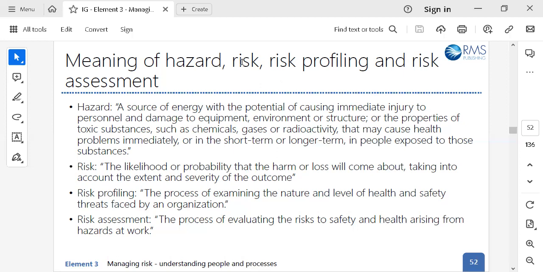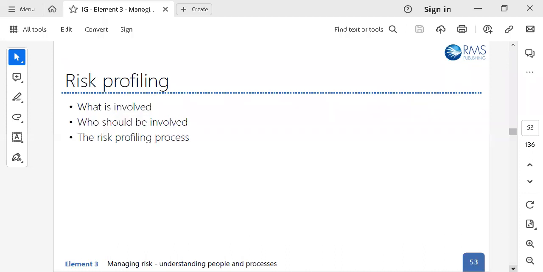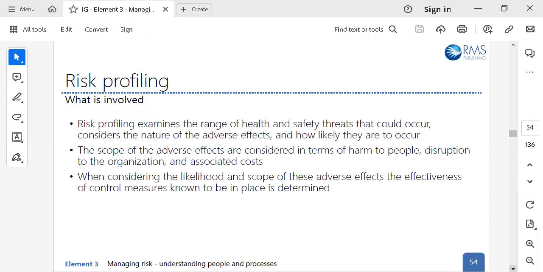Then risk profiling. What is involved? Who should be involved? The risk profiling process. We will study these three topics in detail. What is involved? Risk profiling examines the range of health and safety threats that could occur. Consider the nature of the adverse effects and how likely they are to occur.